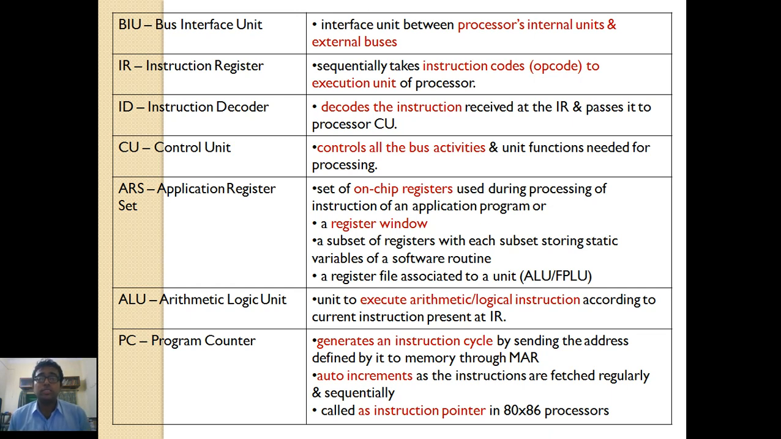Third is the instruction decoder. It decodes the instruction received at the IR and passes it to the processor. It basically sits between the instruction register and the processor's control unit. It passes the instruction to the control unit of the processor.